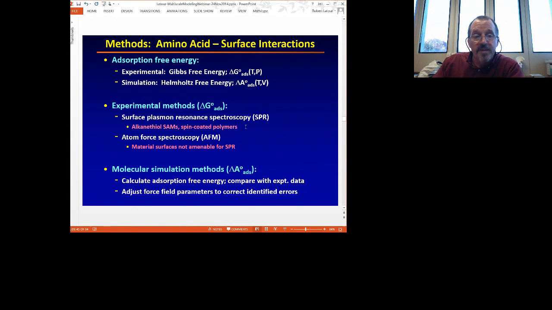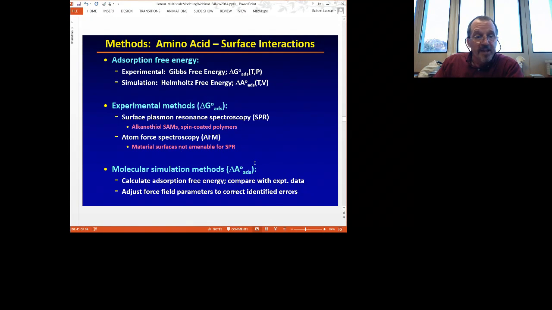But there's many materials that we can't use with SPR because you need really nanometer thick films for this, and we've developed a method linking this also with atomic force microscopy for these other types of surfaces as another way of obtaining measurements of free energy of our system.